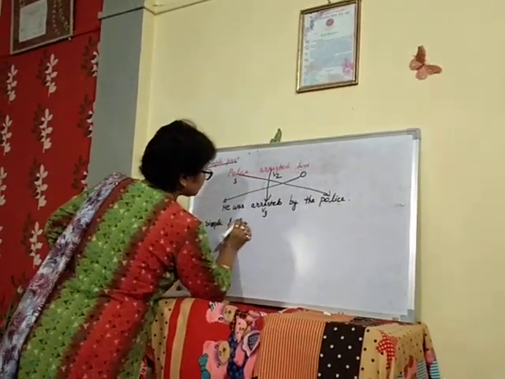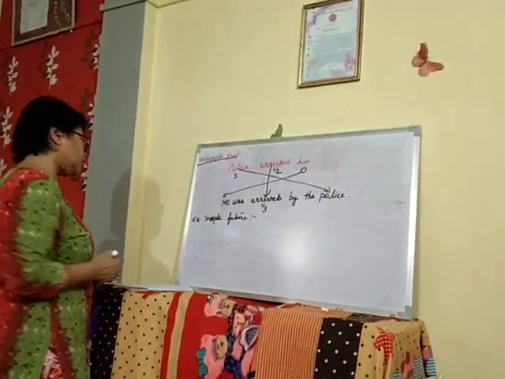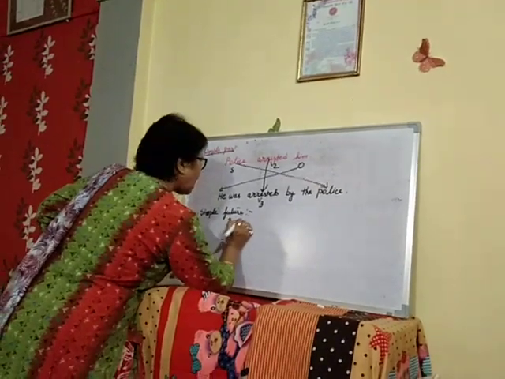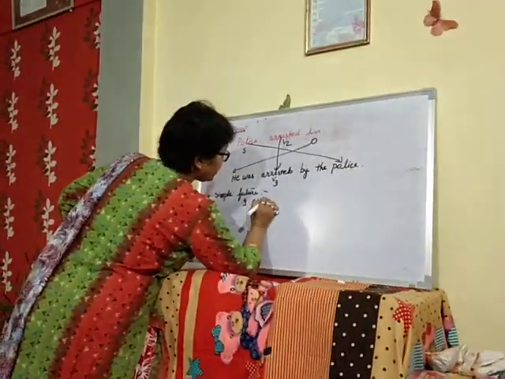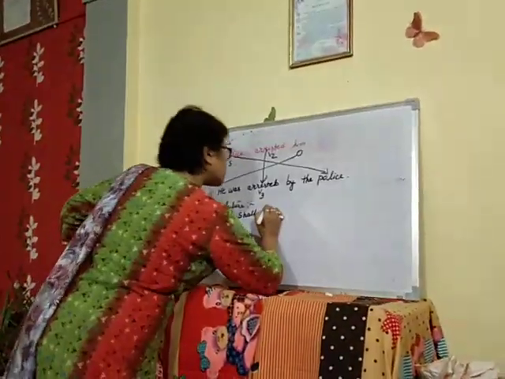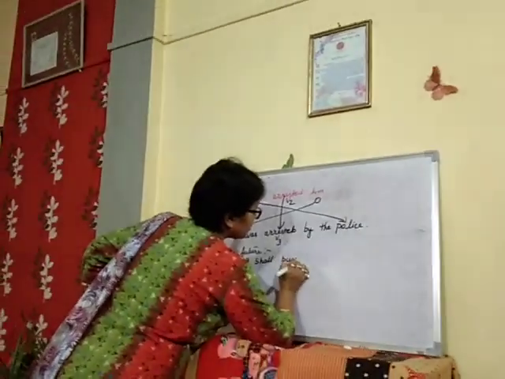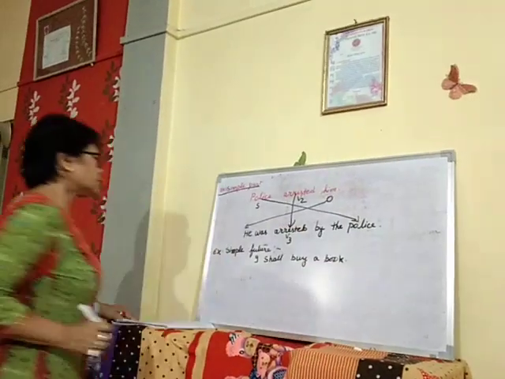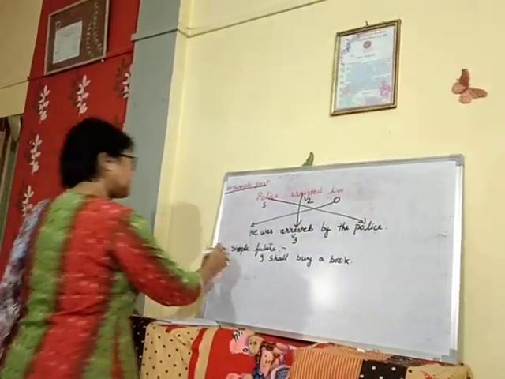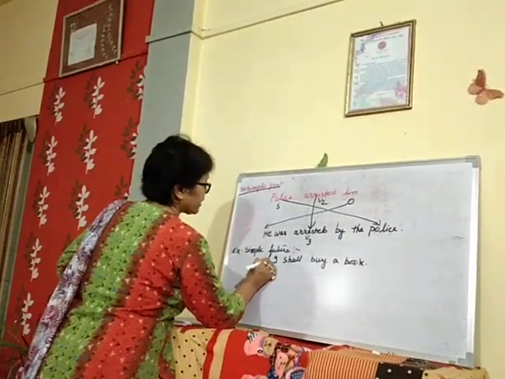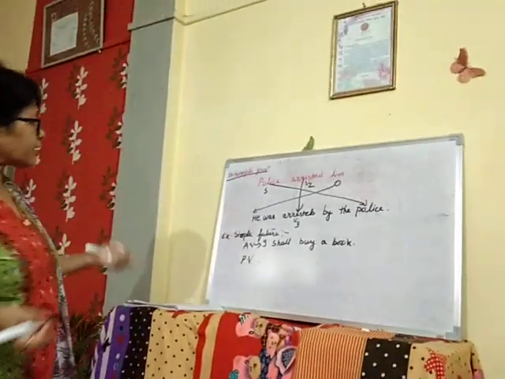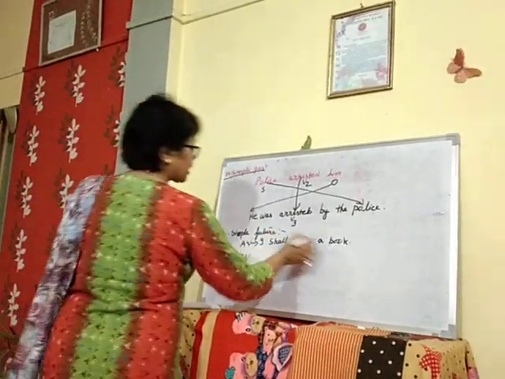In simple future, I'm just giving you an example in active voice. Suppose: I shall buy a book. I shall buy a book. Got it? This is in the active form, right? I am going to change this to the passive form. So, as I told you before, the object becomes the subject.